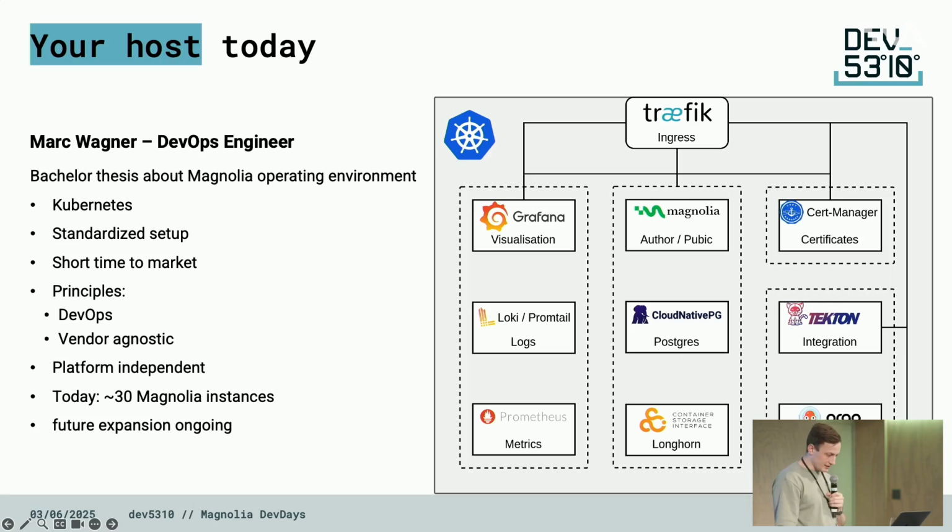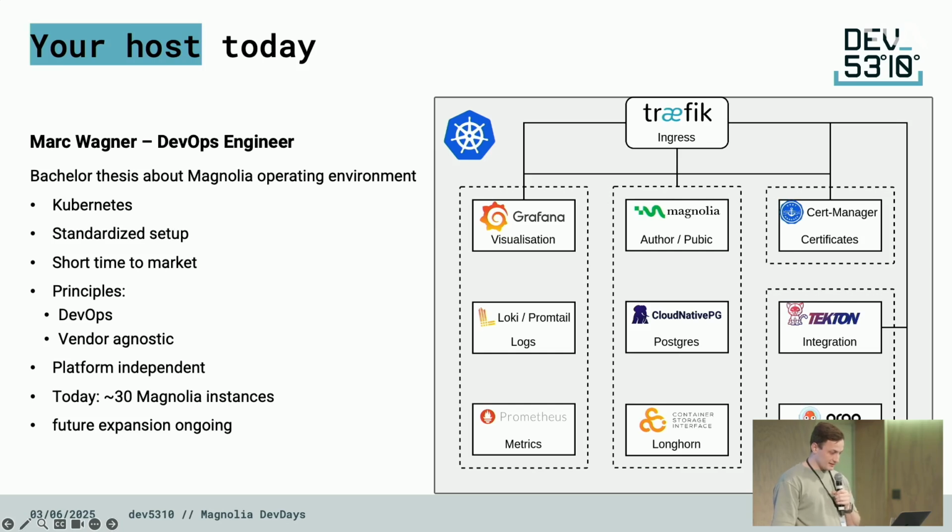At the time, we were running around 30 Magnolia instances based on this concept, ranging from a cluster I installed and maintained myself, the OpenShift environment of one of our customers, and Google Cloud. And of course, the Shadow Tree instance you earlier saw from Marcus.